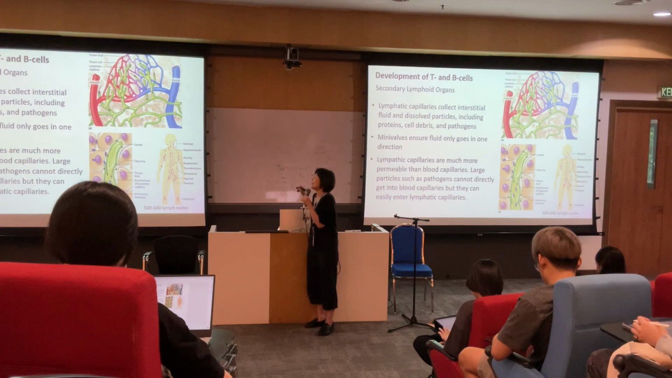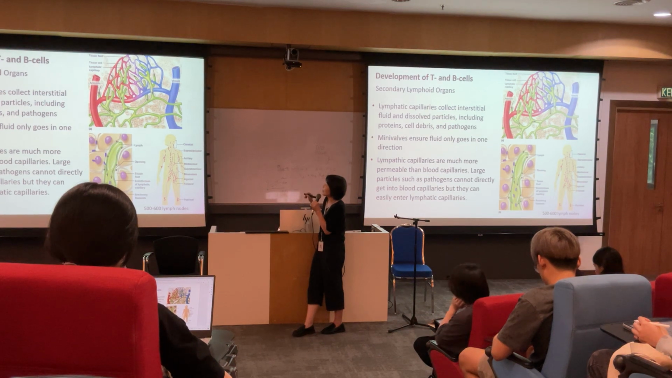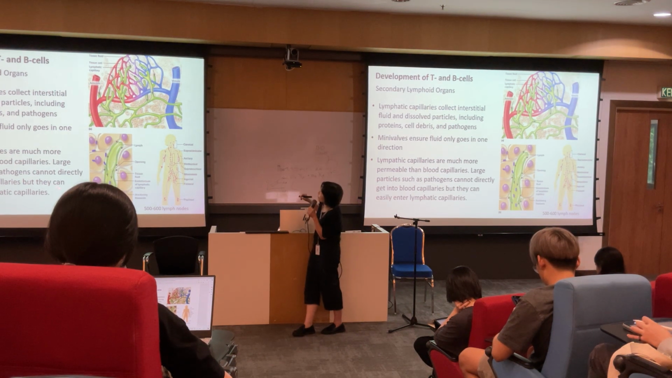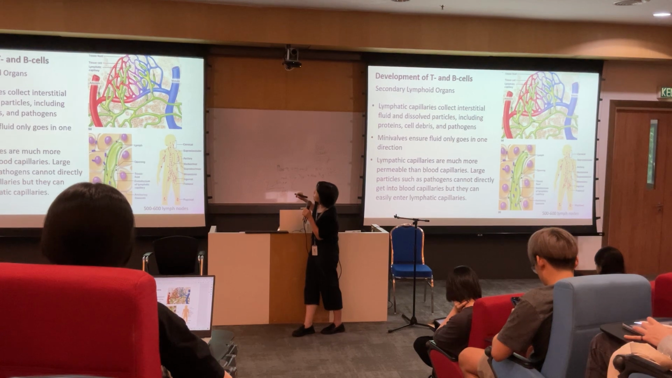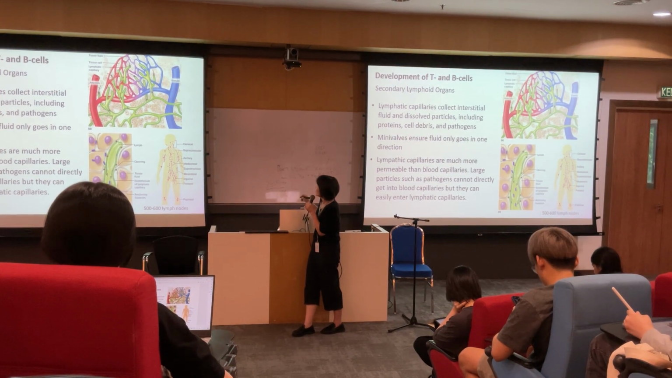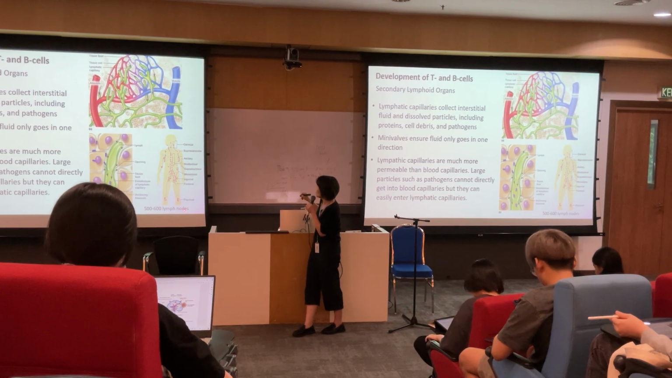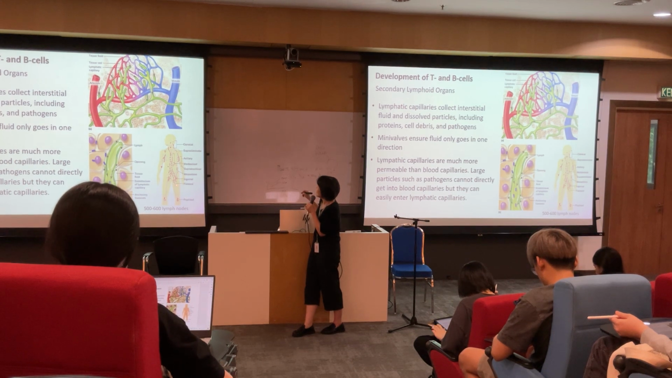Talking about how they actually go into the secondary lymphoid organs, we start to introduce the so-called lymphoid system. It contains two things. One is the lymphatic capillary or lymphatic vessel. The other one is the lymph node. We have 500 to 600 lymph nodes in our body, and they are all connected with the lymphatic vessels.